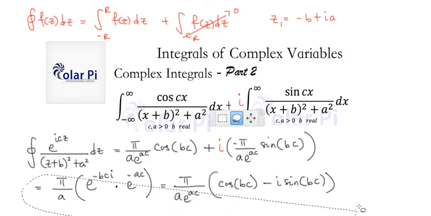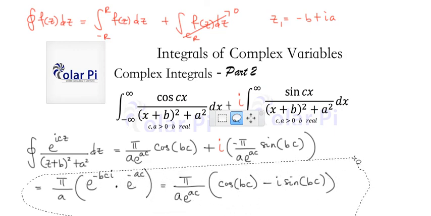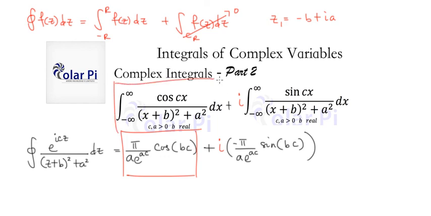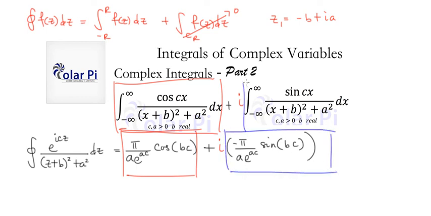We've got our final answer, because this final answer has a real part and an imaginary part. And the real part, which is this guy here, is the answer to this guy. And then the imaginary part, which is this guy here, is the answer to this guy.